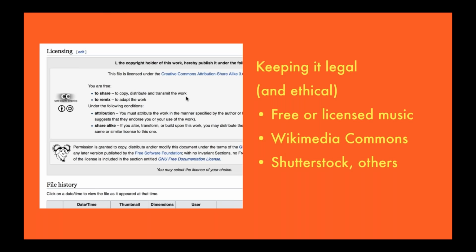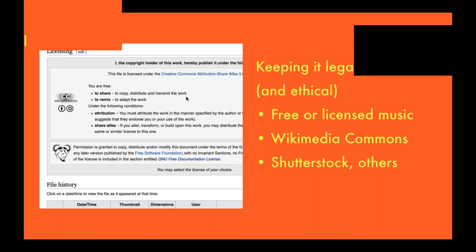You can also license music from a number of music libraries. Don't be confused when it says royalty free. Royalty free does not mean it's free. You still have to buy it. All it means when it's royalty free is that you don't have to pay a royalty every time it's aired, like on commercials.